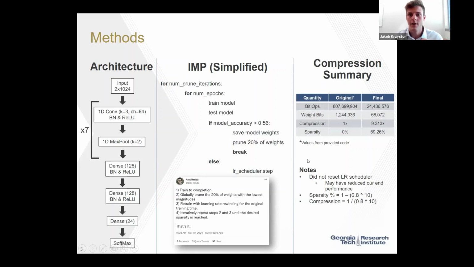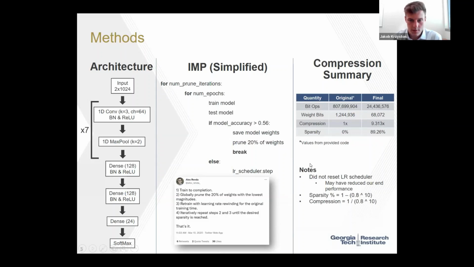Over here on the right, we summarize how well our compression and pruning methods did. So we were able to reduce the bit operations in the weight bits by 2 orders of magnitude. The overall compression ratio that we were able to get purely from pruning alone was 9.3, which yields a sparsity of around 89%.